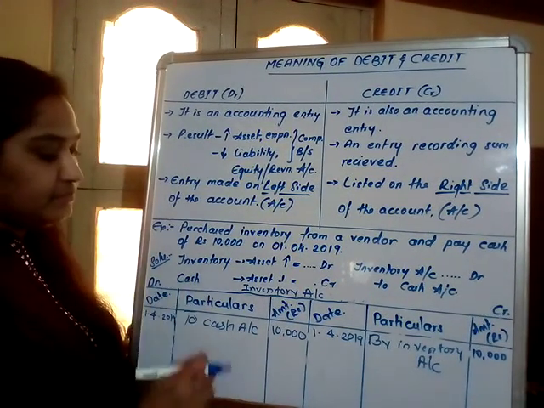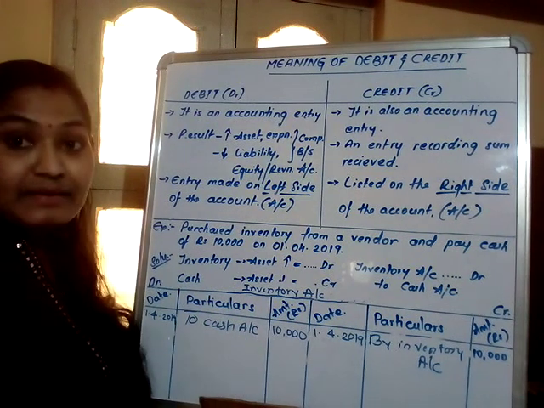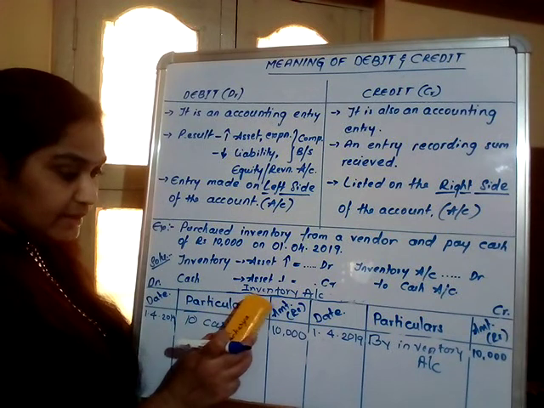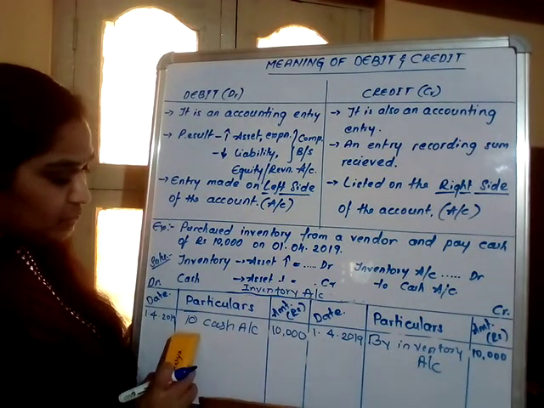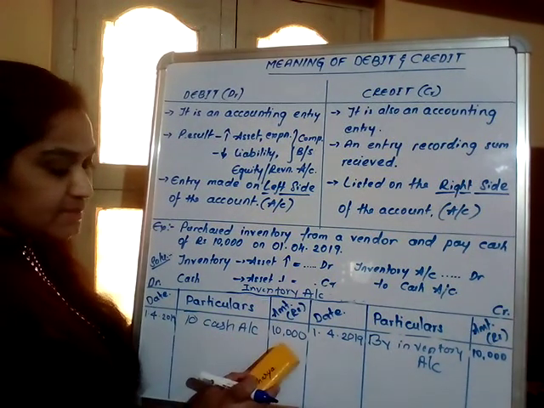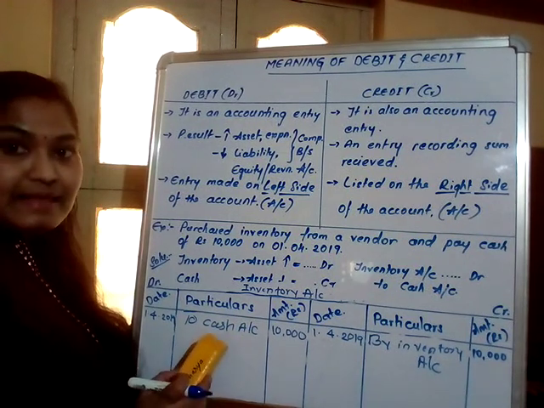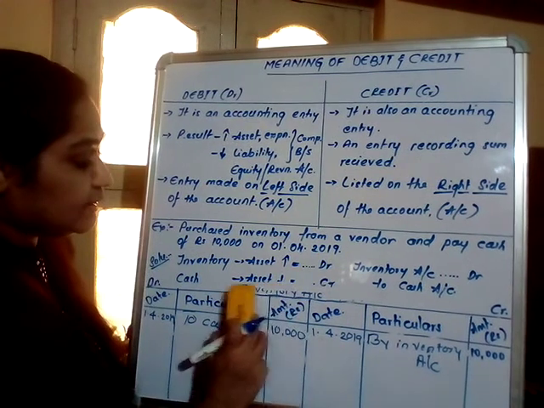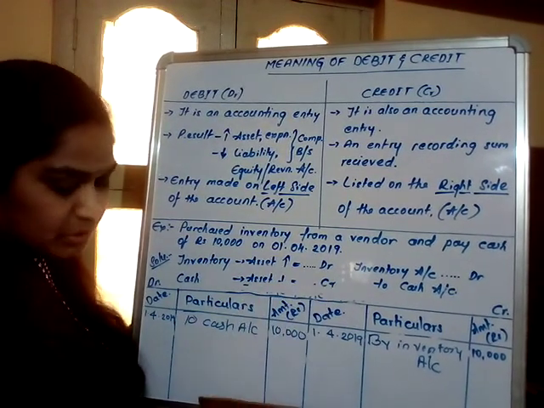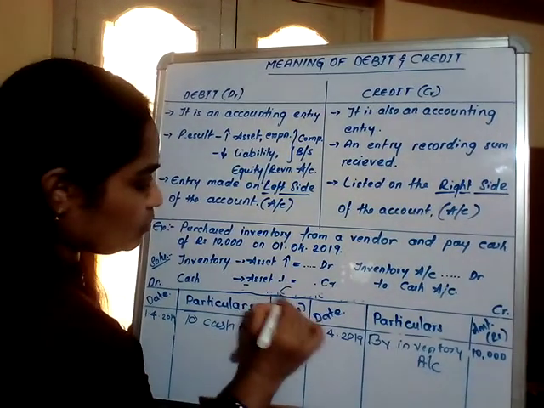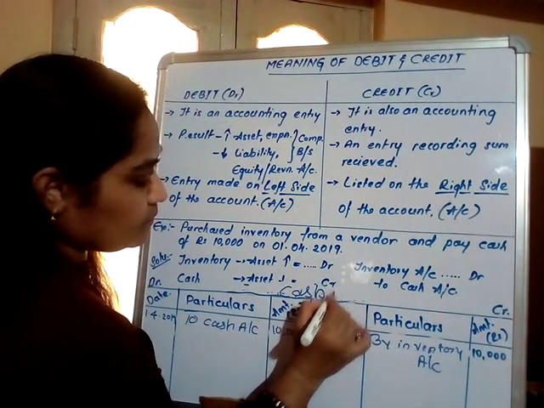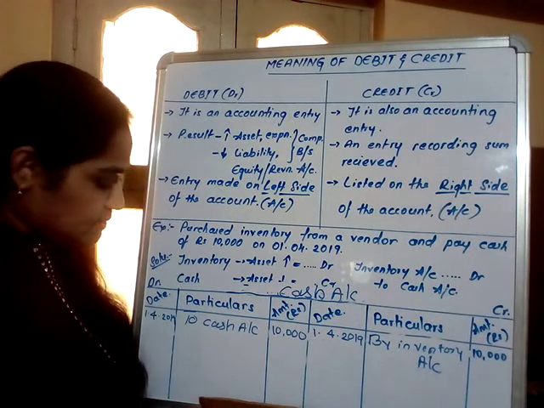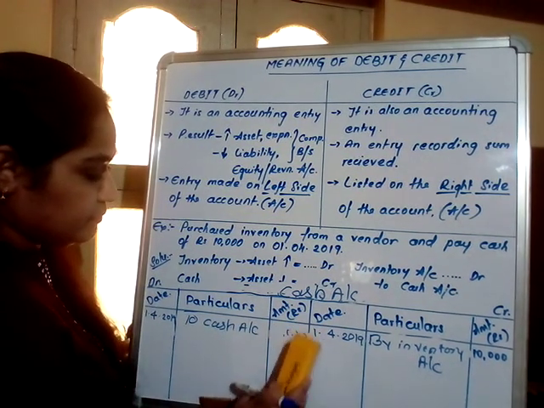See the same thing if you are posting into the cash account. In the inventory account, the cash account is to be debited of rupees 10,000. In this way, it is posted into the ledger account. Suppose the same thing is considered in the cash account, open the cash account. In this case, what happened?